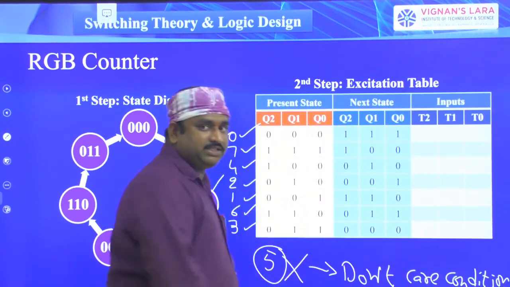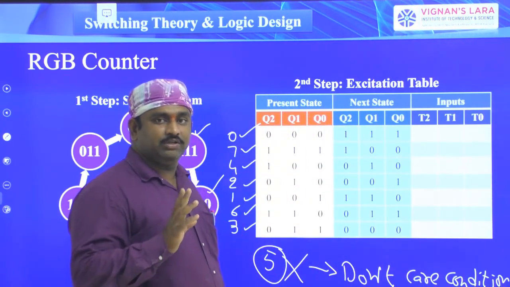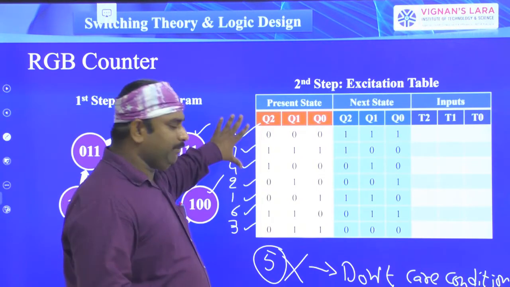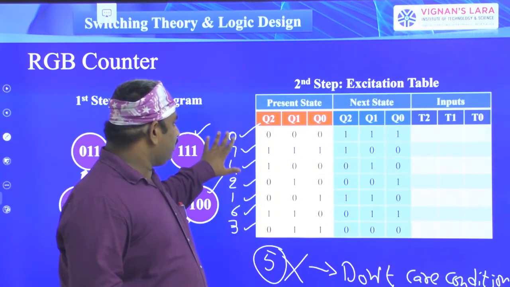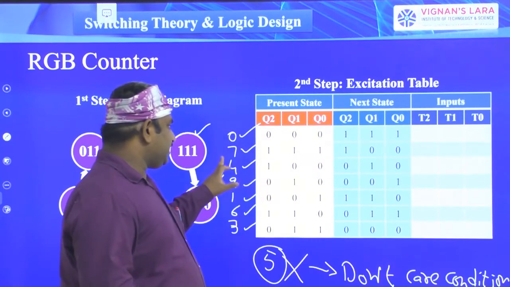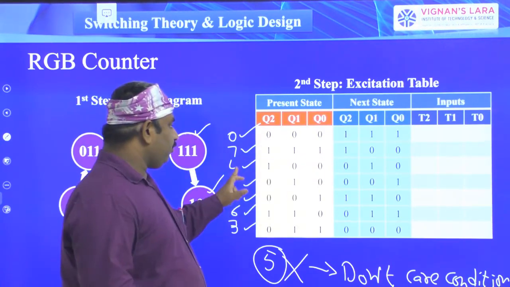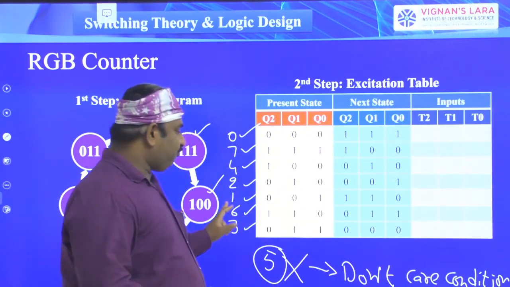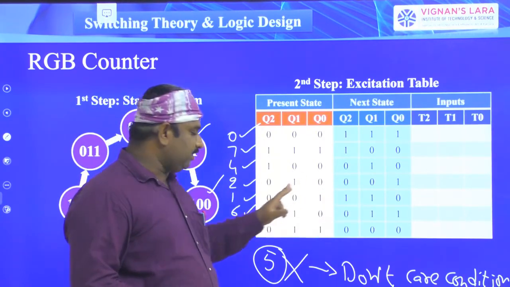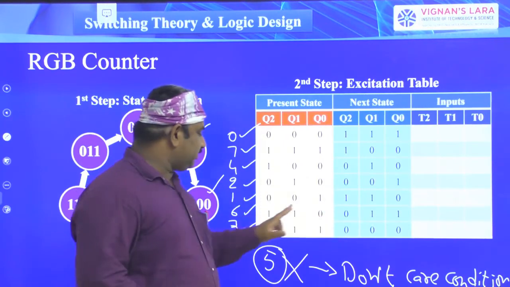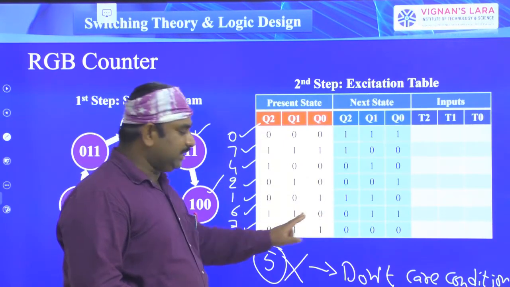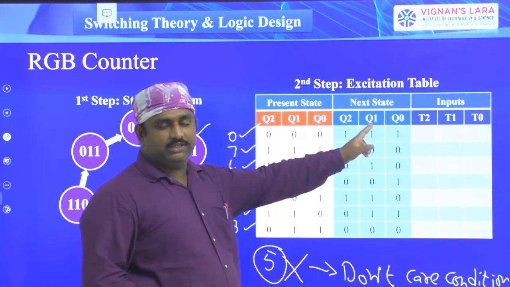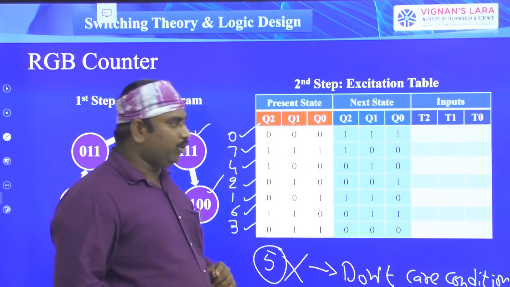You can take this one as a don't care condition. That is very, very important. So I am taking the 5th one as the don't care condition and the remaining states are all available here. For 0, what is the next state? 7. For 7, the next state is 4. For 4, the next state is 2. For 2, the next state is 1. For 1, the next state is 6. For 6, the next state is 3. For the present state 3, the next state is 0. That is, we come back to the start. If the present state is 0, the next state is 7. Like that we are doing the counting operation.